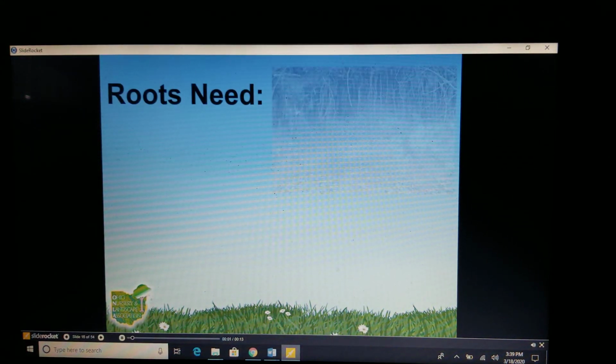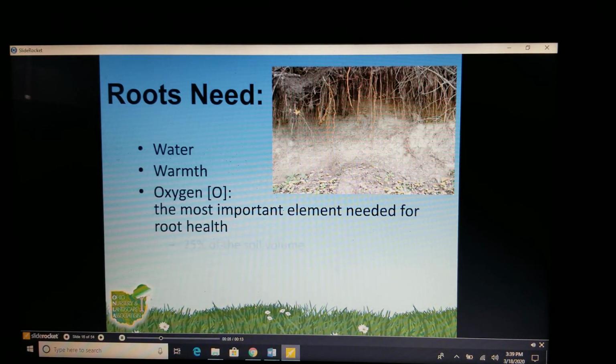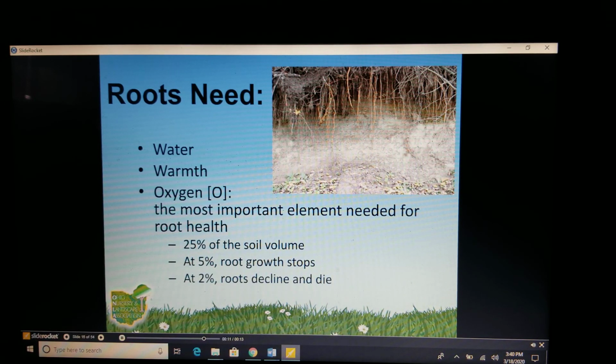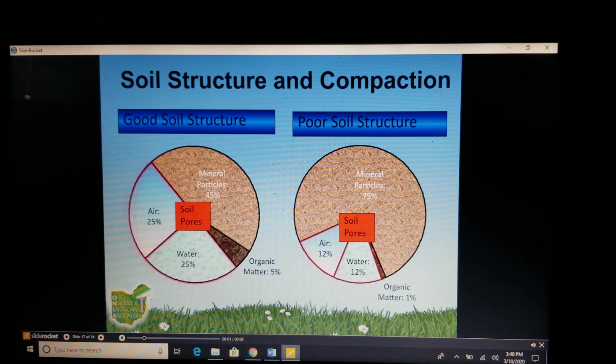Plant roots need water, warmth, and oxygen. Root cells must get oxygen directly from the soil. If the soil oxygen levels reach 5%, roots stop growing, and once it reaches 2%, roots die. Oxygen is held in soil pores, and the same is true for water. Compaction destroys the soil structure and causes soil pores to collapse.